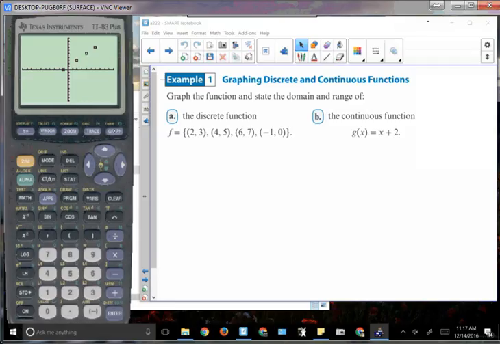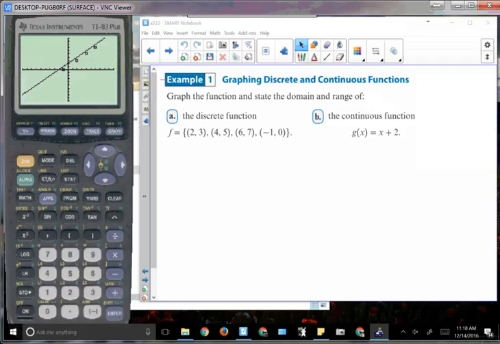Okay. Now, if we want to do B, we want to do a continuous function. That is in the form of a function, so it's g of x is equal to x plus 2. So I would press the y equals, and I can put that function in there simply as x plus 2. And if I graph it, then I see a line that comes across. Now we've done the graphing before. It's right there. Makes life a lot easier than trying to do it by hand.